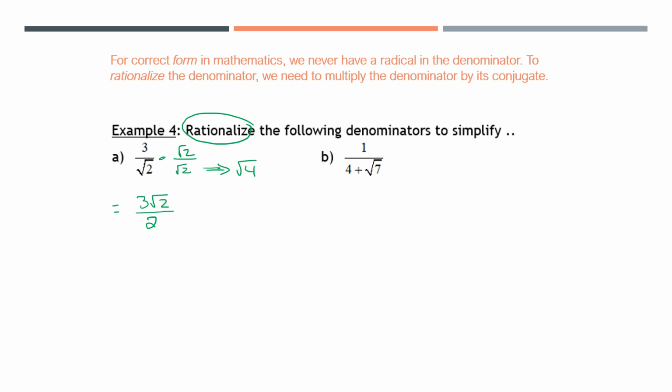Next one's harder. It's not as easy as the previous one. I can't just say, oh, I'm just going to multiply by root 7 over root 7, because that worked last time, right? Because imagine if I did that, I'd have to multiply both of these terms by root 7. Then I'd end up with a 4 root 7, so that's not going to work. So I can't do that.